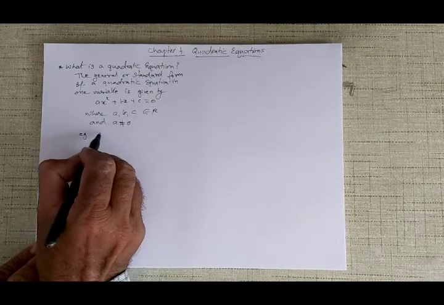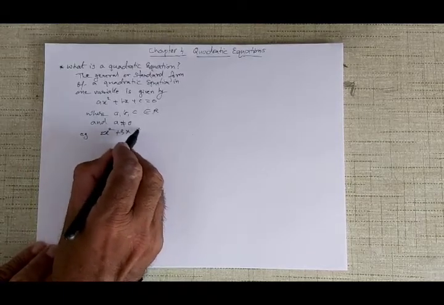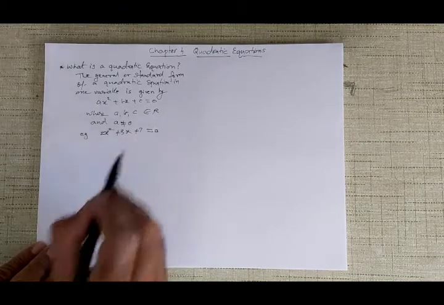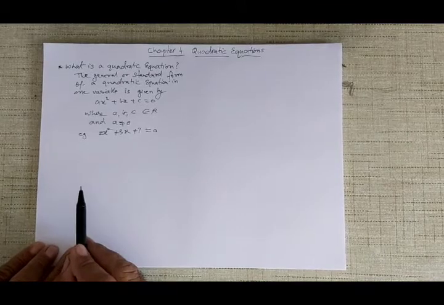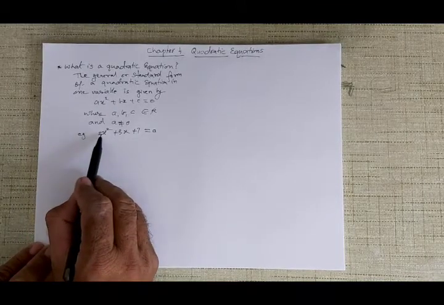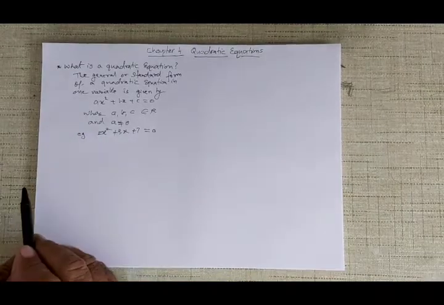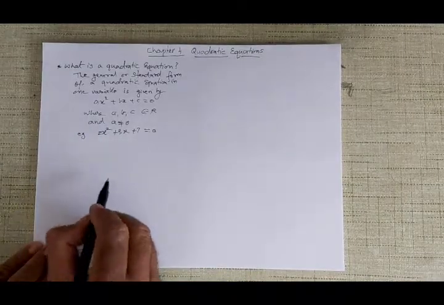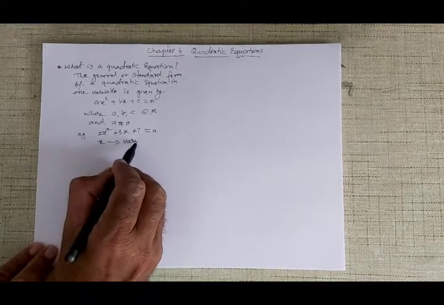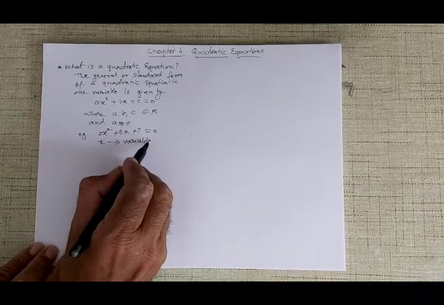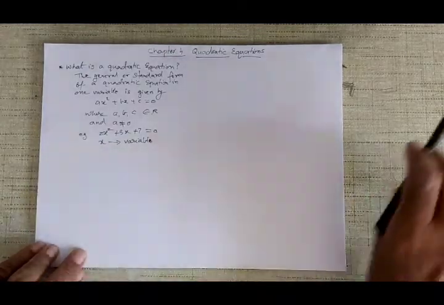For example, let us say 2x square plus 3x plus 7 is equal to 0. Here you can see 2, 3 and 7 are all real numbers. And here a is equal to 2, and it is not equal to 0. So this is called a standard form of a quadratic equation in one variable. Here x is the variable, and there is only one variable, x, and therefore this is called a quadratic equation in one variable.